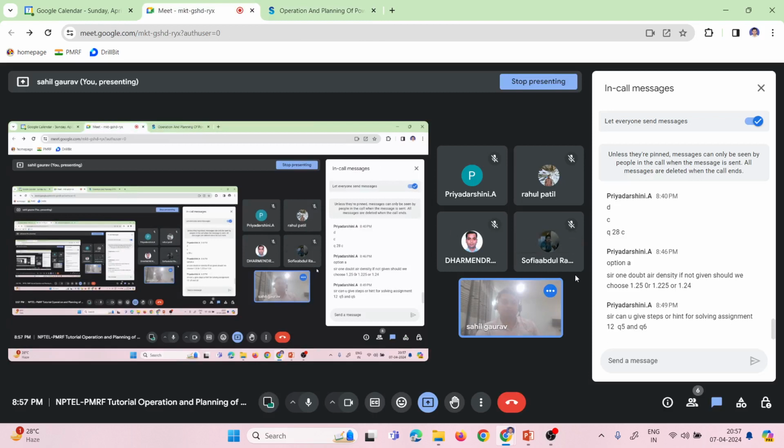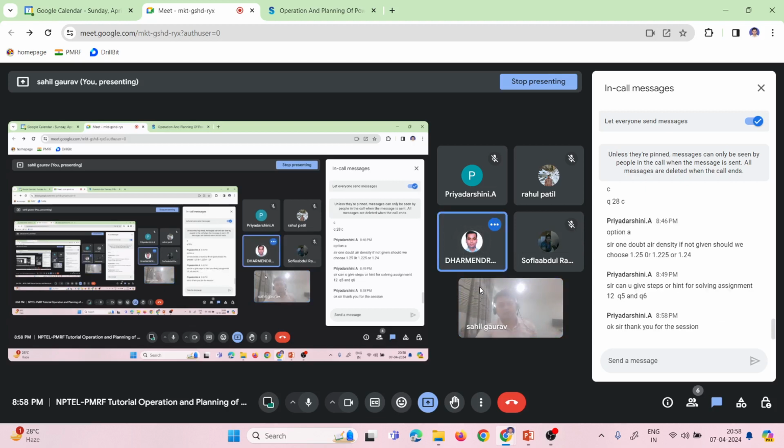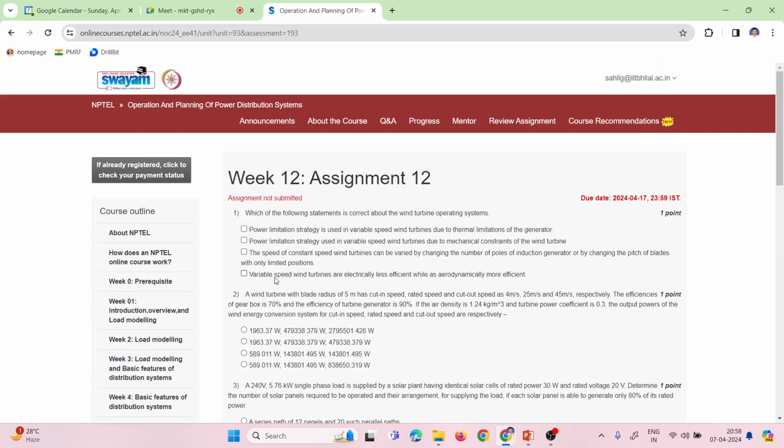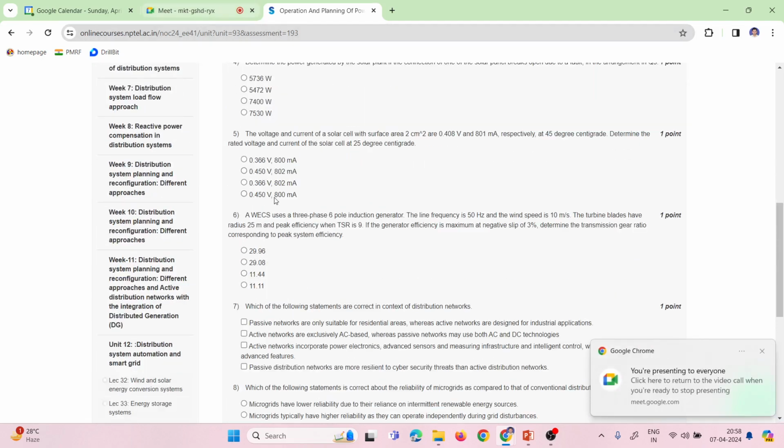Any other doubt? Pidasni, Rahul, Dharminder, Sophia, Abdul. Sir, next is the revision lecture? Yeah, next will be a revision lecture, but I will try to add the similar type of problem that Pidasni asked about in assignment 12. So I will try.